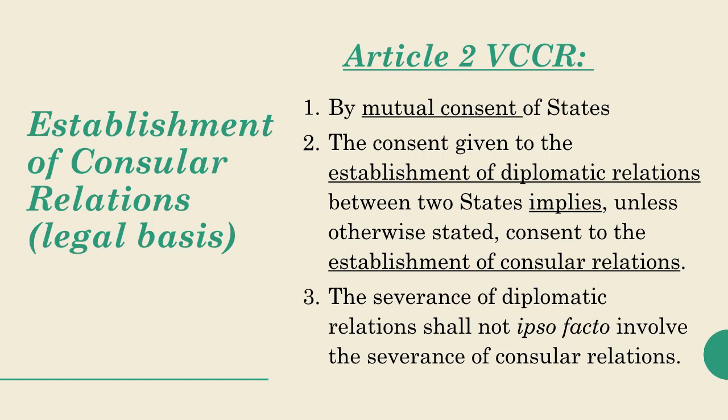If we look at Article 2 of the Vienna Convention on Consular Relations, we can see the legal basis for the commencement of consular relations. So, Article 2 states the following. The first, the establishment of consular relations between states takes place by mutual consent. The second, the consent given to the establishment of diplomatic relations between two states implies, unless otherwise stated, consent to the establishment of consular relations. And the third, the severance of diplomatic relations shall not ipso facto involve the severance of consular relations.